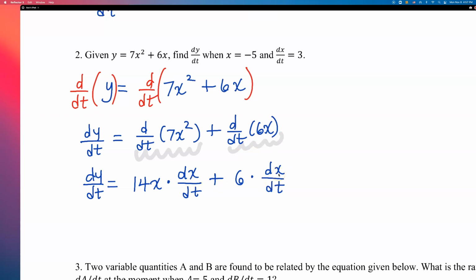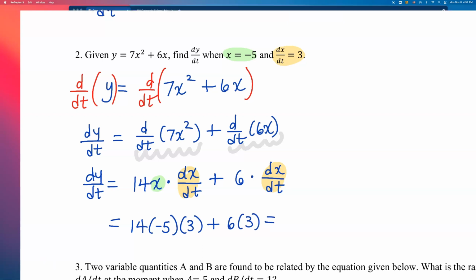All right, let's see what they gave us. They gave us that dx dt is 3. So I'm going to replace this by 3 and this by 3. What else did they give us? They also said x is -5, so I'm going to replace that by -5. So here's what I'm going to type into the calculator: 14 times -5 times 3 plus 6 times 3.